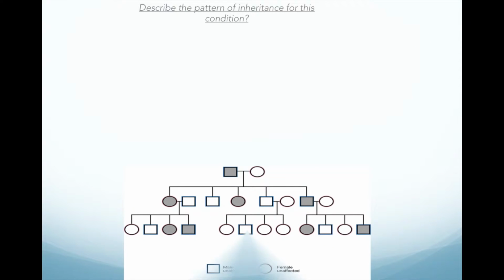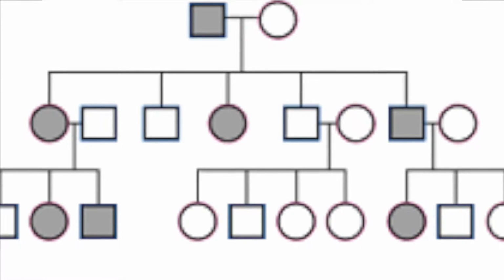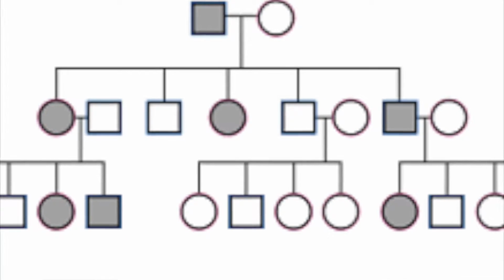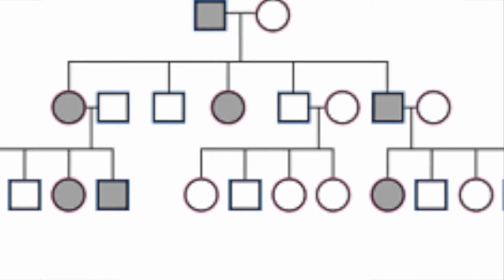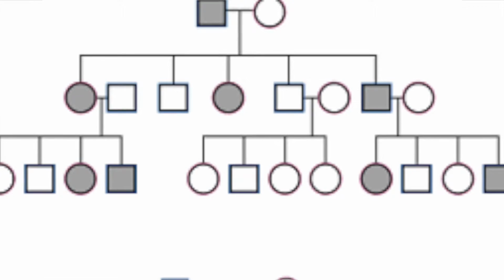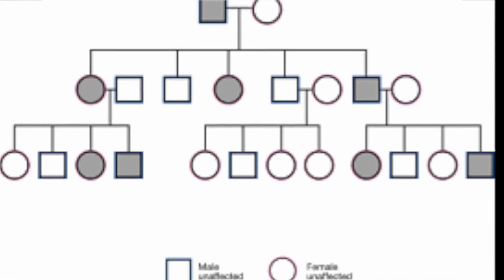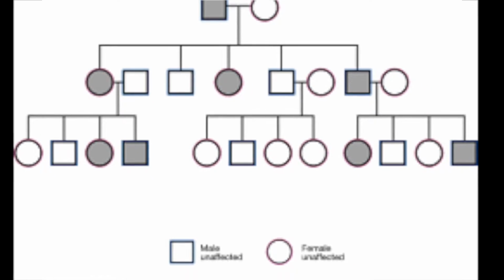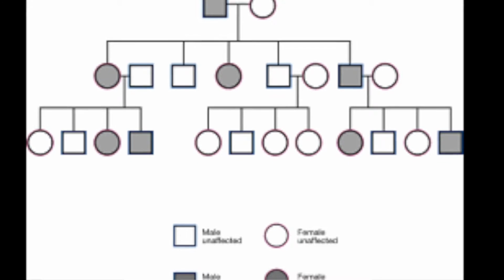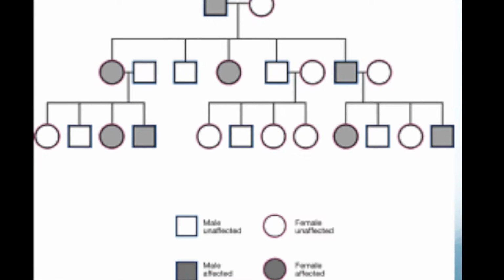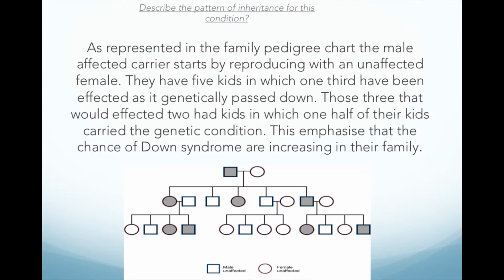As represented in the family pedigree chart, the affected male carrier starts by reproducing with an unaffected female. They have 5 kids, in which 1/3 have been affected as it is genetically passed down. Those 3 that were affected had 2 kids, in which 1/2 of their kids carry the genetic condition. This emphasizes that the chance of Down syndrome is increasing in their family.